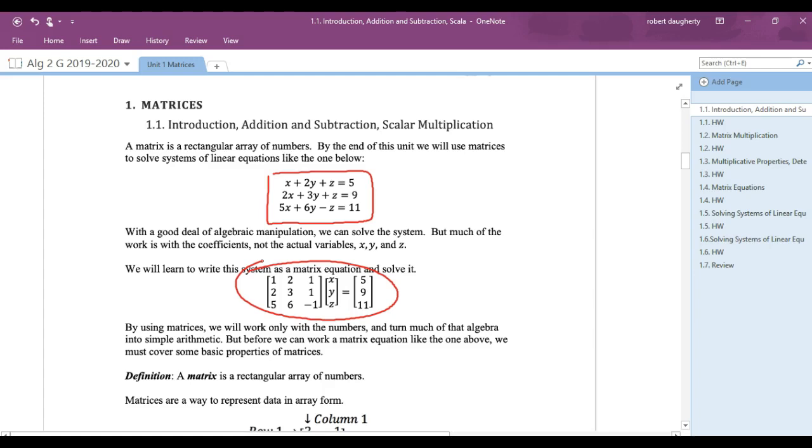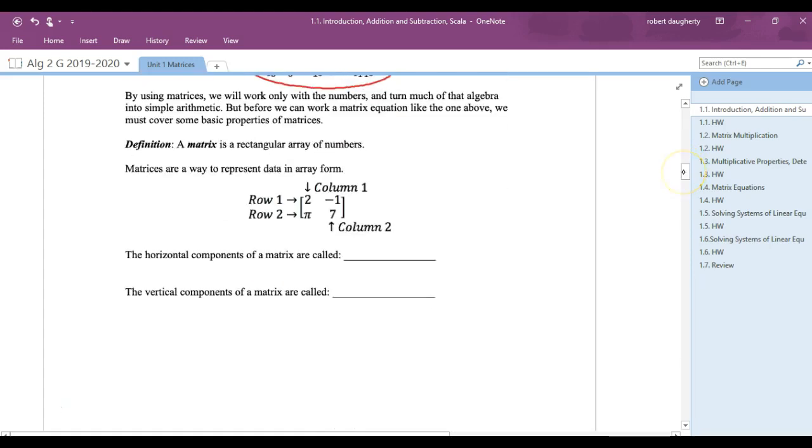So let's deal with a few definitions. First of all, a matrix is just a rectangular array of numbers. We define matrices by rows and columns. It's just like Excel spreadsheets. How do you find the rows? Horizontal, vertical? Yeah, a row is horizontal, a column is vertical, okay? So the horizontal component of a matrix is called the row. The vertical component is called the column. So this matrix has 2 rows and 2 columns.